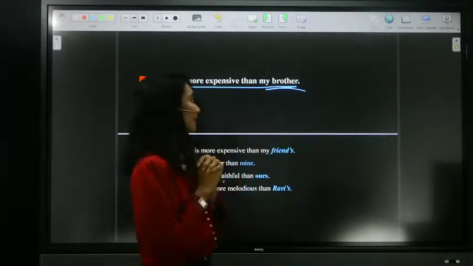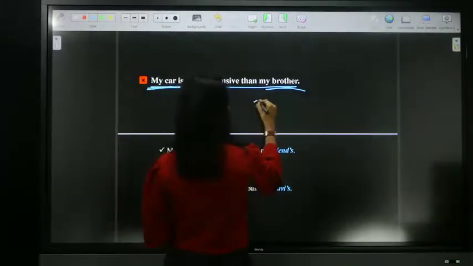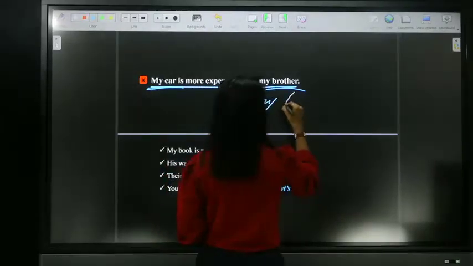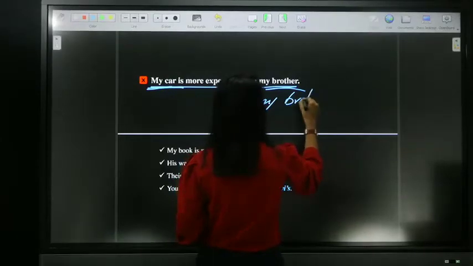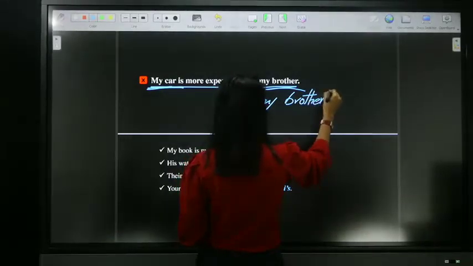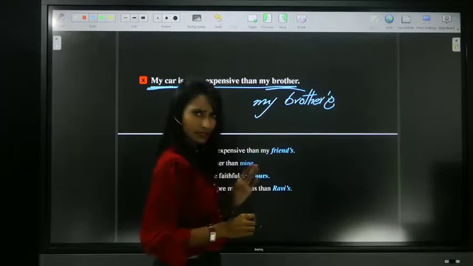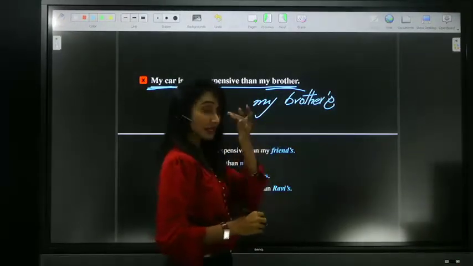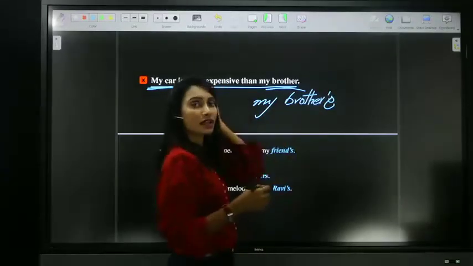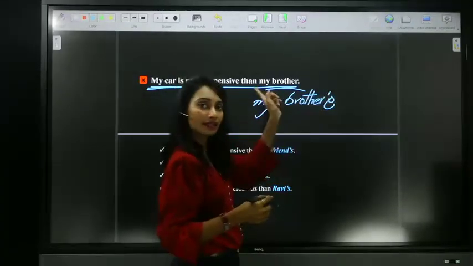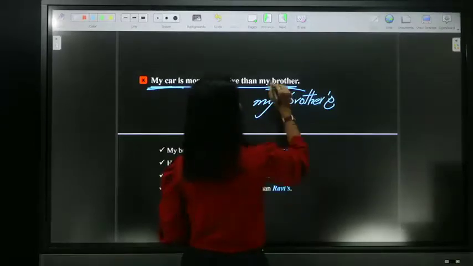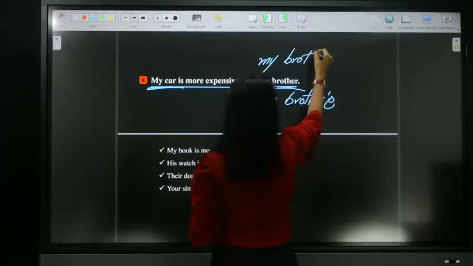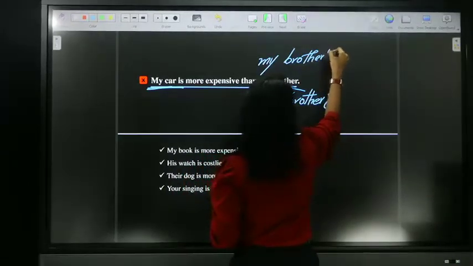So in that case, you can write it in three ways. In fact, one, as you all mentioned, is my brother's. It is correct because in possession, as we have talked about in the fifth usage, without mentioning the particular noun, the apostrophe s indicates the same. So my brother's, or you can also say my brother's car.